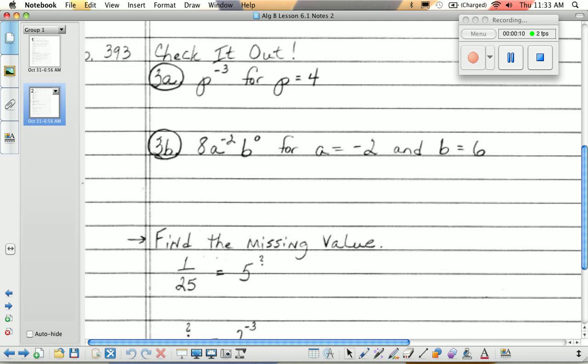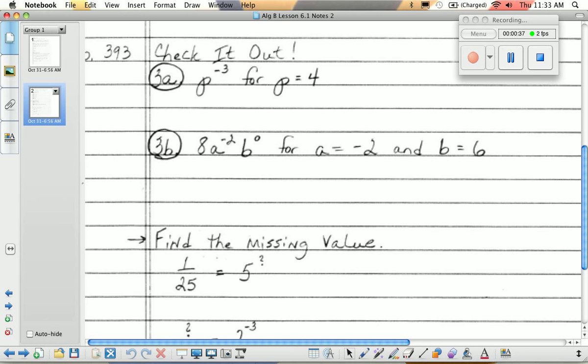So on page 393, the check it out problems. What does it say? What are the directions for this section? What is it asking us to do? Evaluate each expression given the values of the variables. And again, we don't want our answers in decimal form, okay?